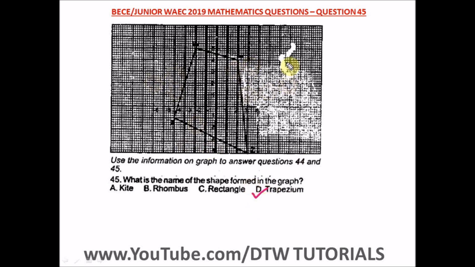It is a trapezium because from here it just has one pair of parallel opposite sides, okay, just one pair. For rhombus and kites, they have 2 pairs of parallel opposite sides, okay. So this is a trapezium.